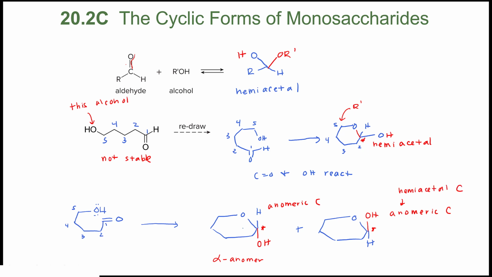So the alpha anomer means that our OH is pointing down, and we can remember that because the alpha looks like a fish that is swimming down below. And the other one is the beta anomer. The beta looks like a butterfly that's flying above. So the alpha anomer has the OH down below on that anomeric carbon or the hemiacetal carbon, and the beta anomer has the butterfly flying up above or the OH flying above on that anomeric carbon.